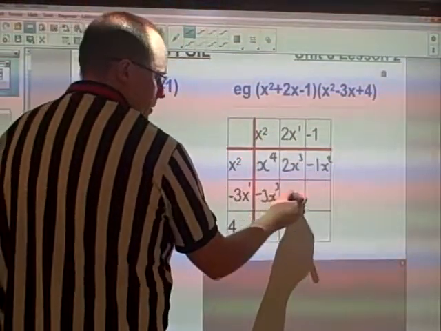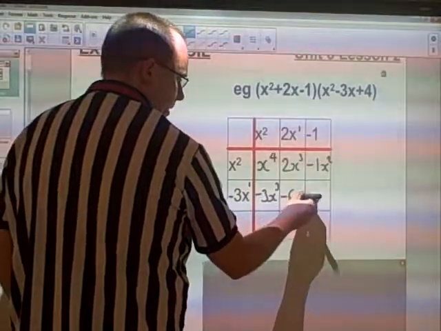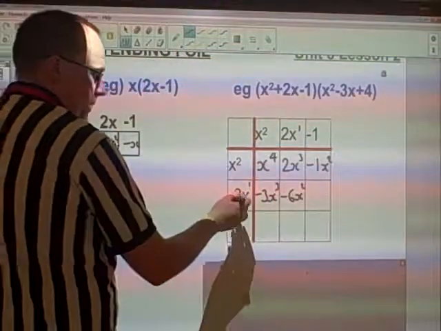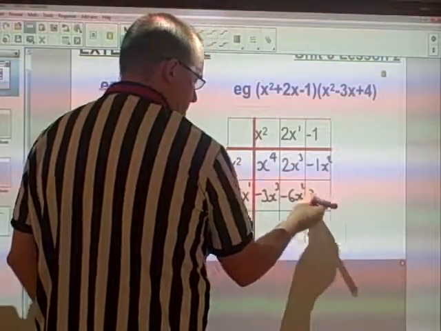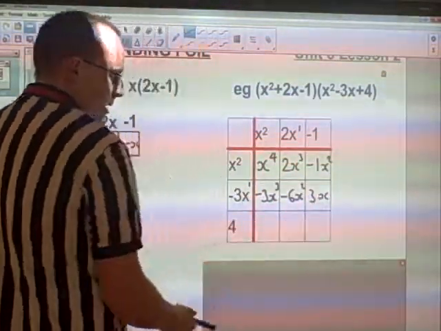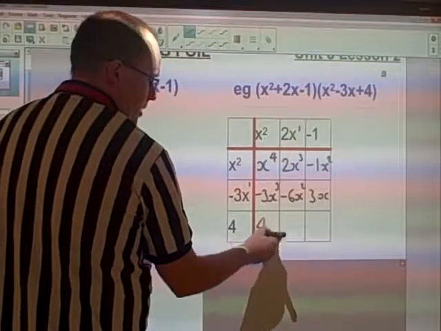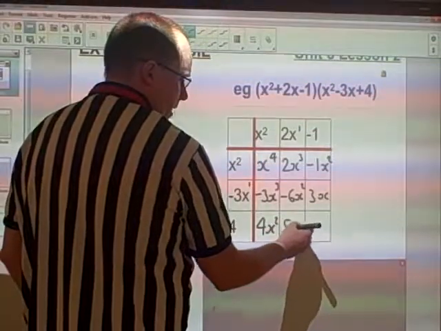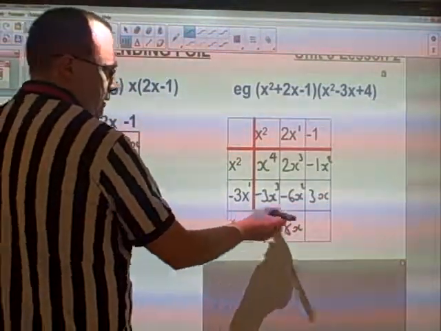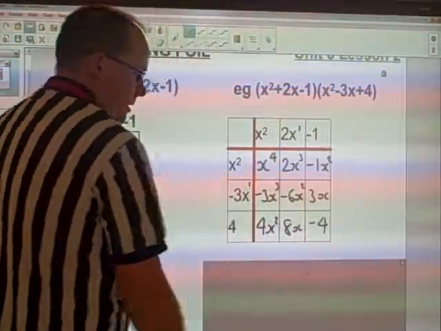Negative 3 times 2 is negative 6, and x times x is x squared. Negative times a negative gives me a positive, so 3 times 1 is 3, and then we just have an x on the end here. 4 times x squared is 4x squared, numbers first, letters second. 4 times 2 is 8, with an x on the end. 4 times negative 1 is negative 4.